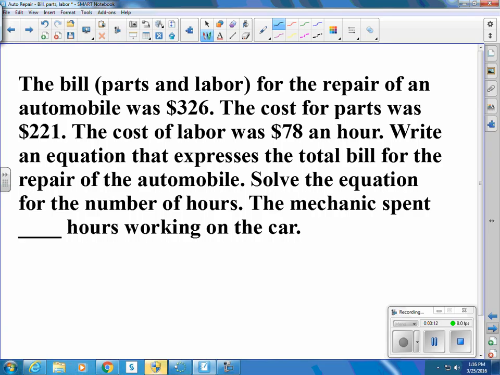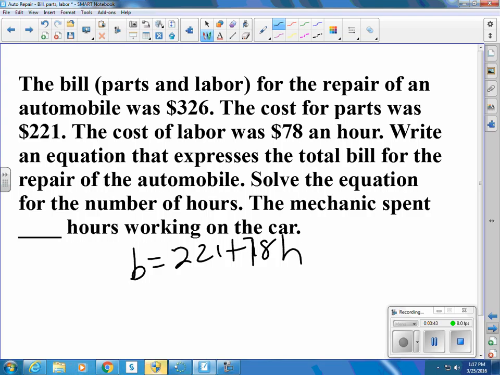The bill for the repair of an automobile was $326. Parts were $221. The cost of labor was $78 an hour. Write an equation that expresses the total bill for the repair of the automobile. Solve the equation for the number of hours the mechanic spent working on the car. So I say, well, the bill is equal to parts plus labor.